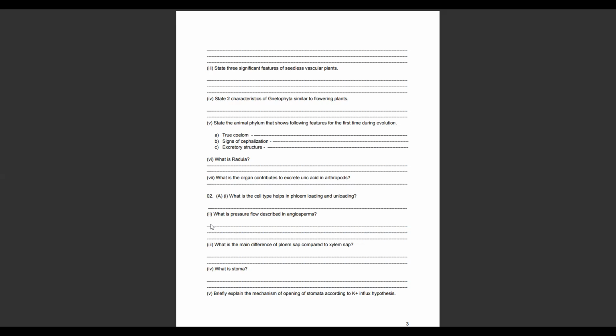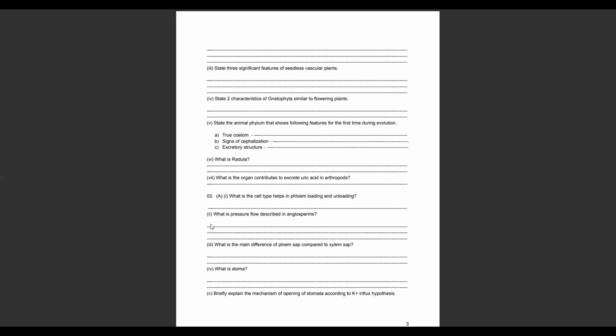So you can mention those two hypotheses. The ascent of xylem sap is described by the cohesion and tension hypothesis, and phloem translocation is explained by the pressure flow hypothesis. Anyway, now they are asking, what is the main difference of phloem sap compared to xylem sap? I told you, the ascent of xylem sap takes place through the xylem vessels.